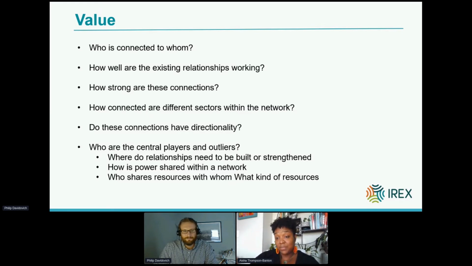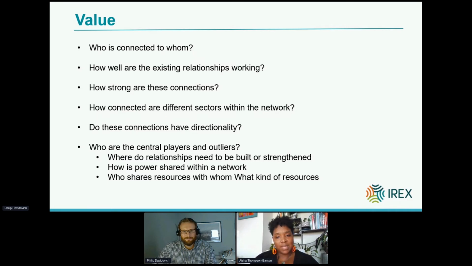Again, do these connections have directionality? Phil spoke about that earlier on too. We want to see whether it is in degree or out degree, right? And so that is also something that we are able to see using this type of analysis.